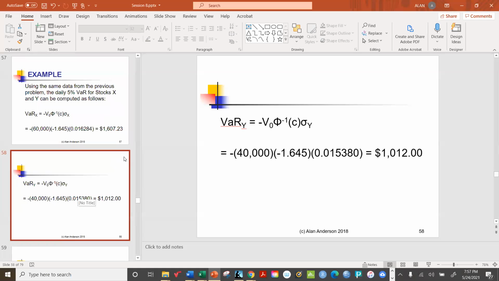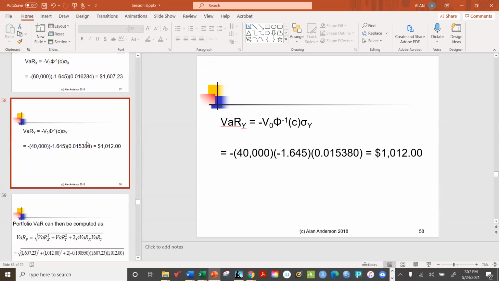Stock Y, worth $40,000, same 95% level of confidence. The volatility is a little smaller at 1.5380%. So the VAR for just stock Y is about $1,012.